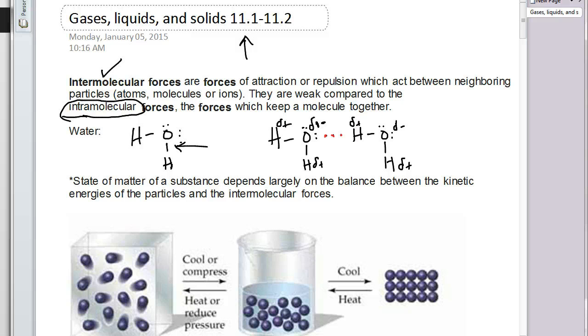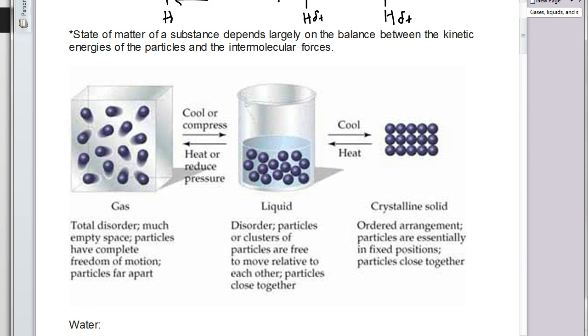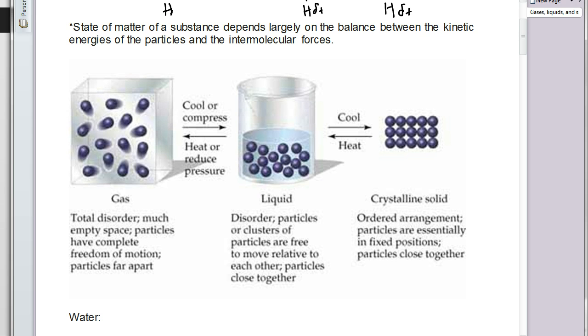That's what we're talking about when we talk about intermolecular forces. Something that's really important to keep in mind too is that the state of matter of a substance depends largely on the balance between the kinetic energies of the particles and the intermolecular forces. So let's address that down here a little bit. This is some stuff that we've seen before. One thing is we can have a phase change, from a gas to a liquid and to a solid.